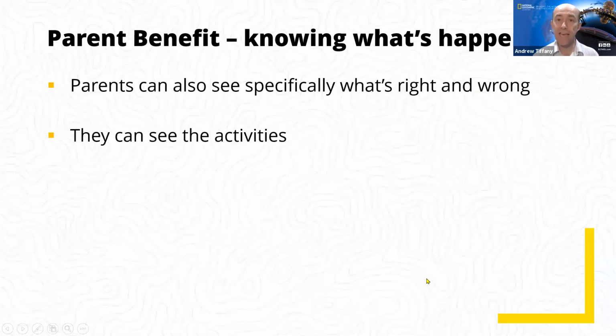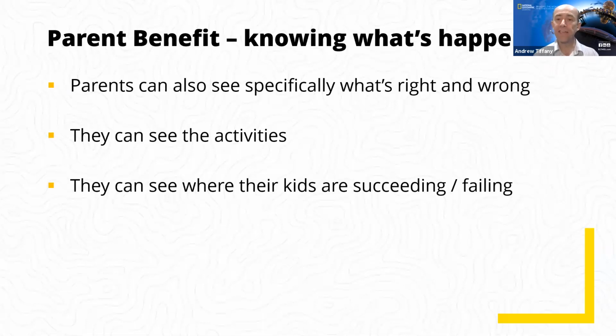They can see the activities, hopefully, in the system, and they can see where their child is succeeding and where they're failing, and then parents can enable more practice. Now, maybe they're an enforcer, or maybe they're an encourager, or maybe they're just giving feedback to the teacher as well, okay? So let's see how parents can do that.